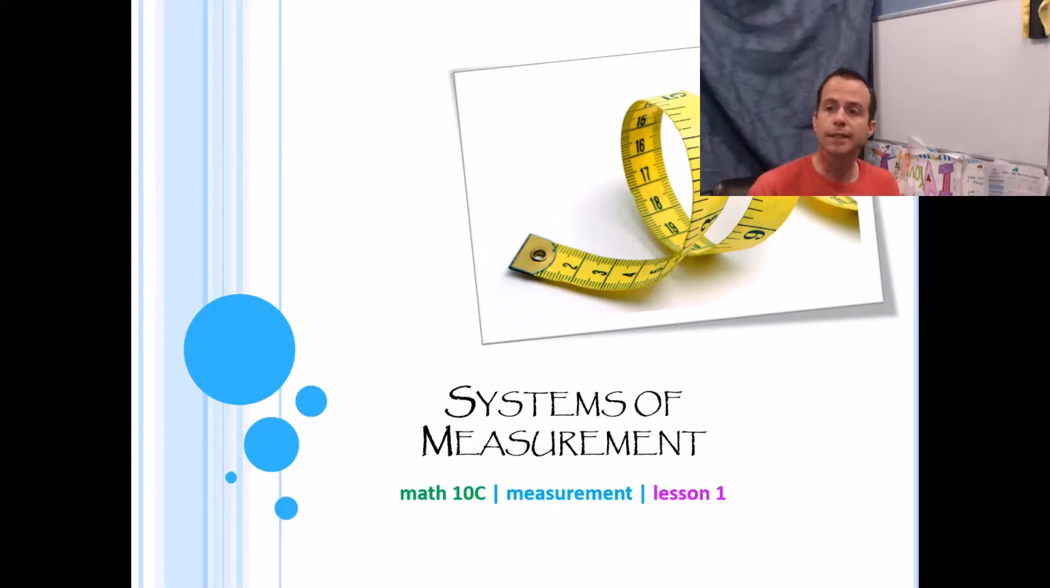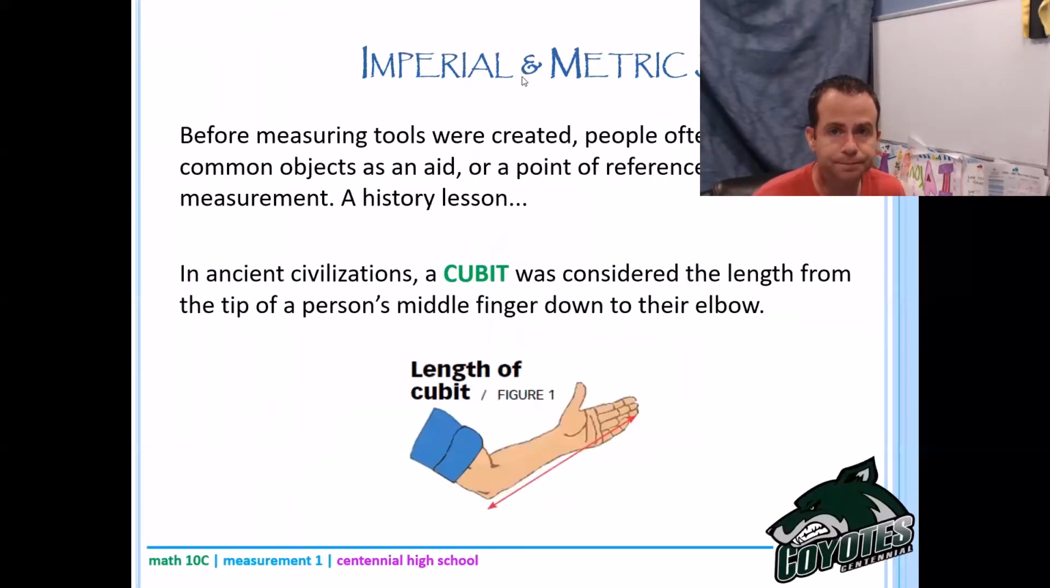Okay, so today is meant to be kind of an introduction into measurement, and we're going to talk about the two main systems of measurement, which are the imperial system and the metric system. Okay, so a little bit of history lesson for you here. Before measuring tools were created, people often used common objects as an aid or point of reference in measurement.